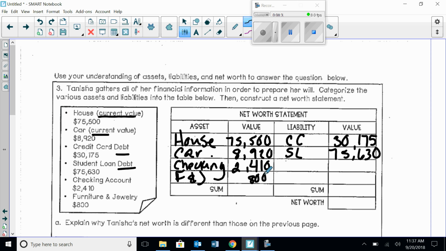Okay, so we need to find the sum of all of these put together. So I'm going to start by adding. So I know that that's going to be my 0, my 2, and that's going to be a 3. So I have 8 and 4 is 12, and then another 14. So that's going to be a 26. I have 10, 15, 16, 17. Okay, so my total assets is $87,630.